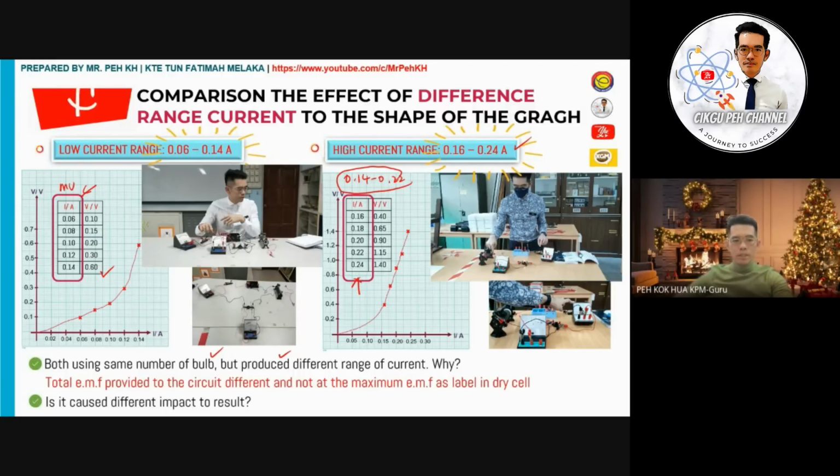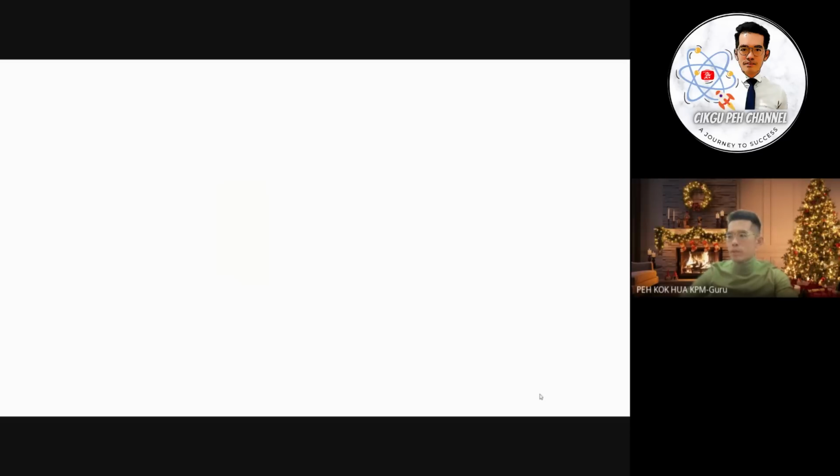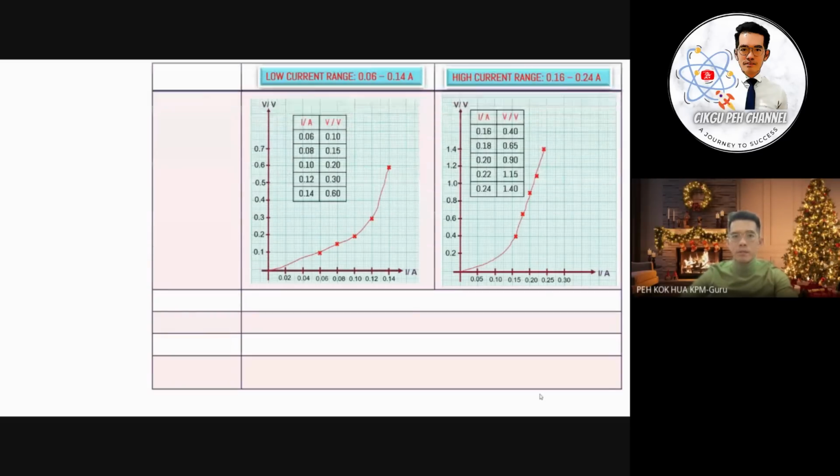So does it cause a different impact? Now let us compare the results between the low current range, which is 0.06 to 0.14, and the high current range, 0.16 to 0.24 ampere. You can see this is the graph I plotted. First, the shape of both graphs is almost the same. They are curved lines passing through the origin.